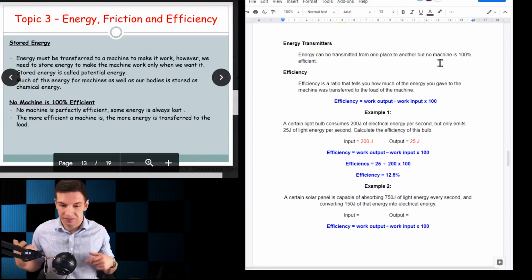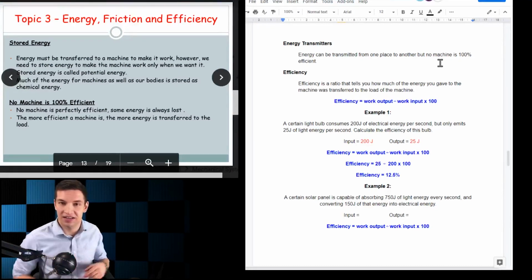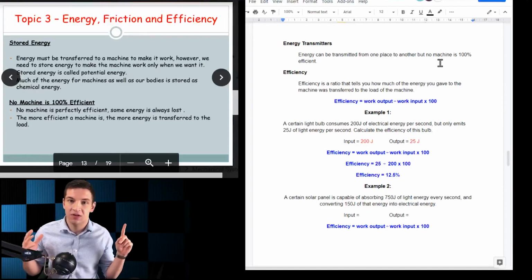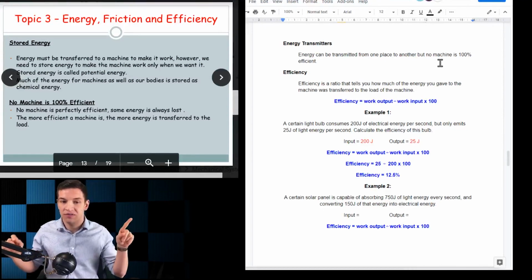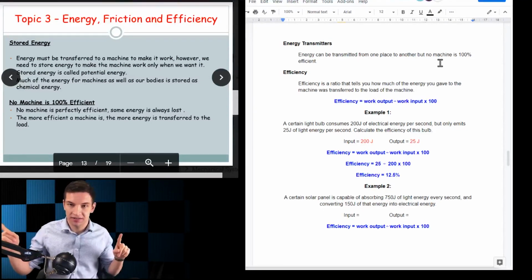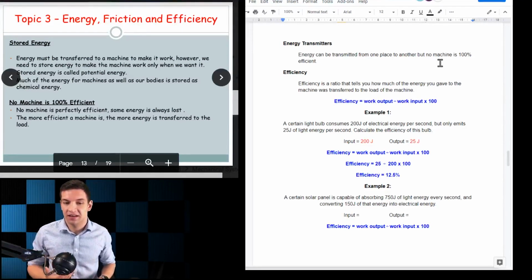So you have your work output, okay? The energy that is actually turning into light is 25. And then you have the total amount of work input, the total energy that you're putting into the light bulb, which is 200 in this case. So if we go 25 divided by 200, and then times it by 100, we're going to get 12.5. So that's 12.5%, and it's always in percentages here.